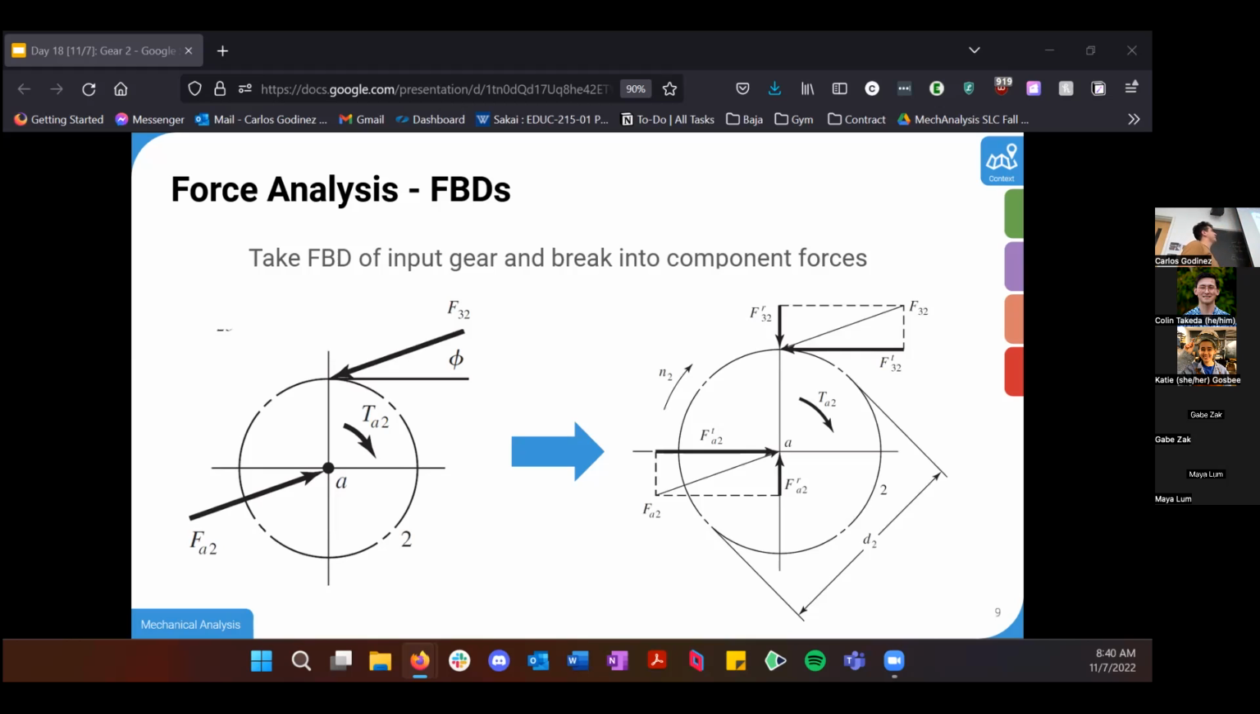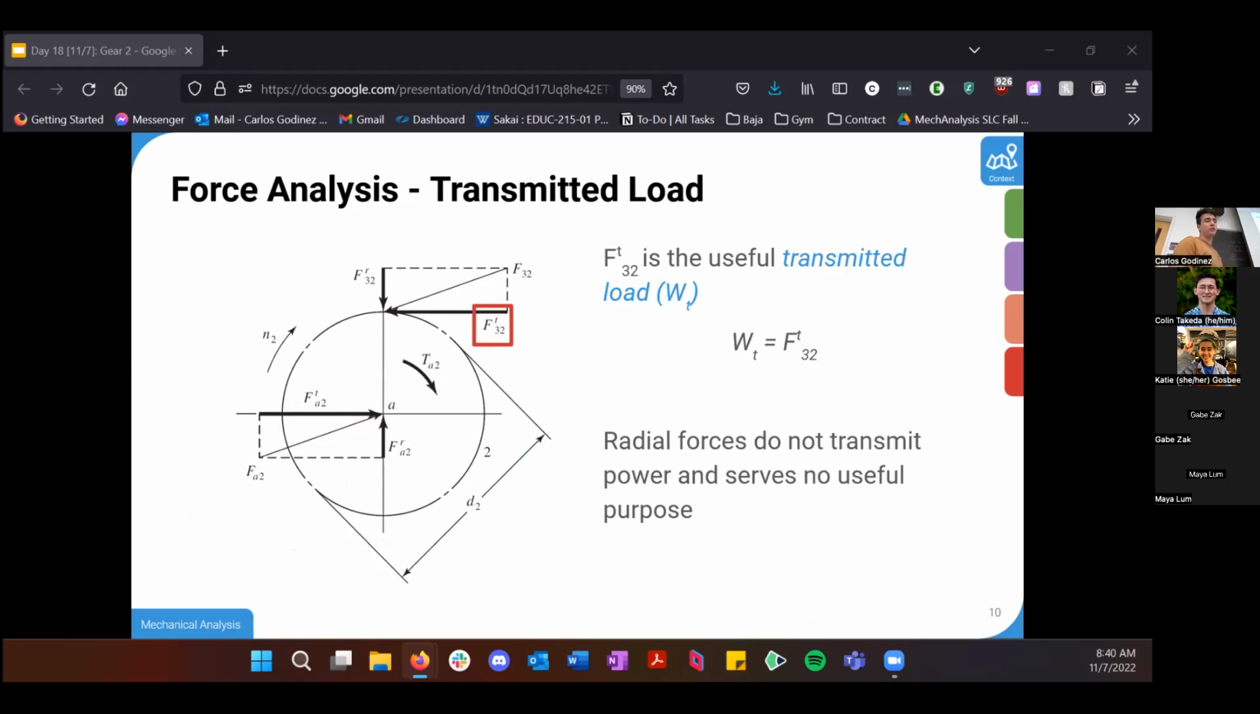You want to break up those forces into the radial and the tangential direction for each of your individual forces. The shaft forces, you don't care as much, but those forces from the gear are very important because that tangential force is what is transmitting the transmitted load. That's usually called W_t. Sometimes the t is in the subscript, sometimes it's in the superscript. They're not always consistent with it, but whenever you see tangential load or power transmitted, this is what they're talking about.